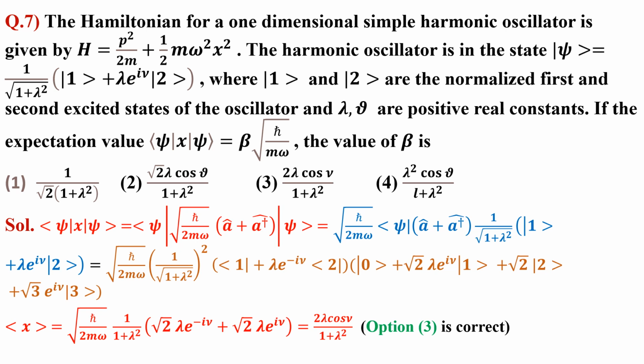Expectation value of x equals square root of h cross upon 2 m omega, 1 upon 1 plus lambda squared, bracket square root of 2 lambda exponential minus i nu plus square root of 2 lambda exponential i nu. Taking the common factor square root of 2 and lambda, we get the cosine formula in exponential terms. So option 3 is correct.